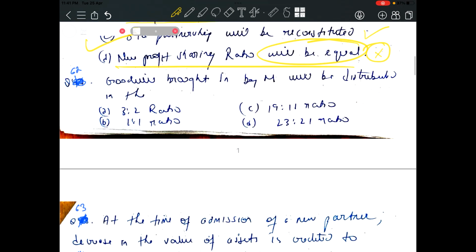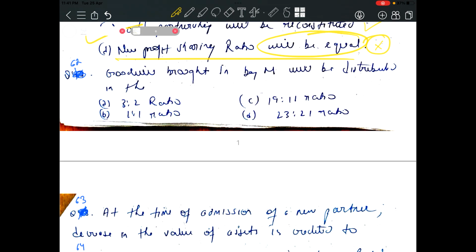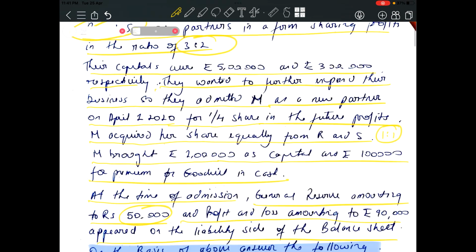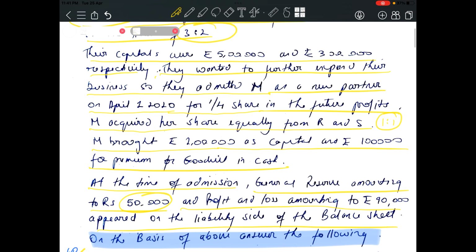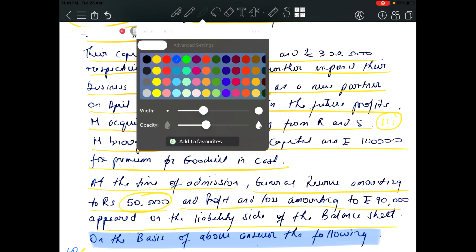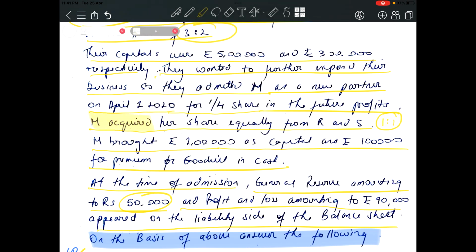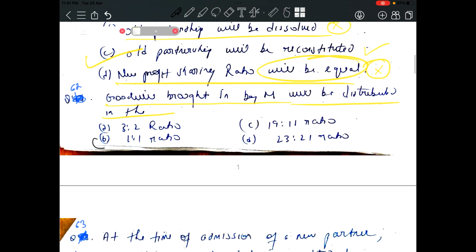Okay, now let's move to question number 62. Goodwill brought in by M will be distributed in the ratio. What will be the ratio? We have seen in the case study that M acquired her share equally from R and S. Equally. So what is the ratio? 1:1, equally.